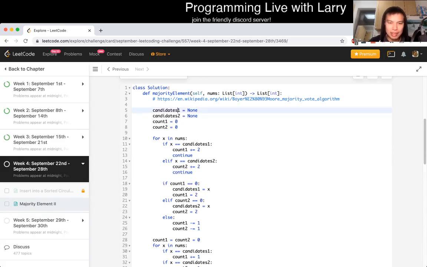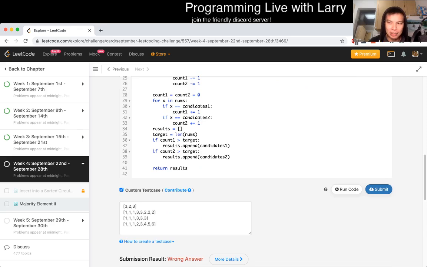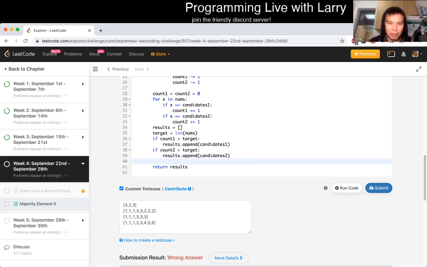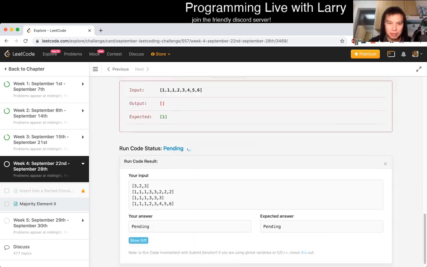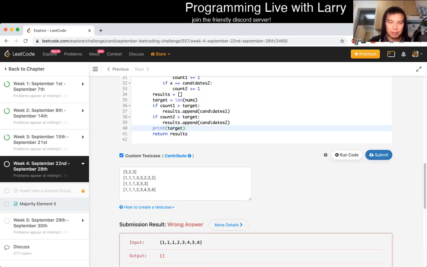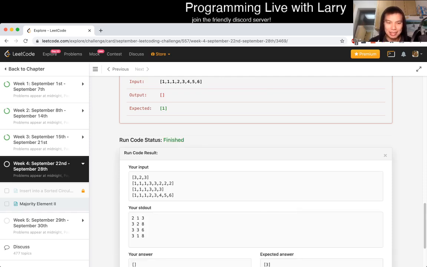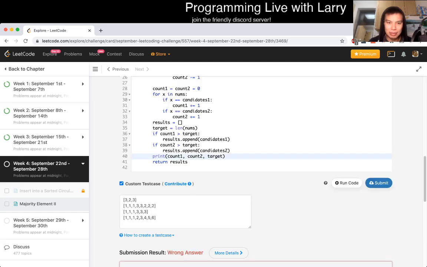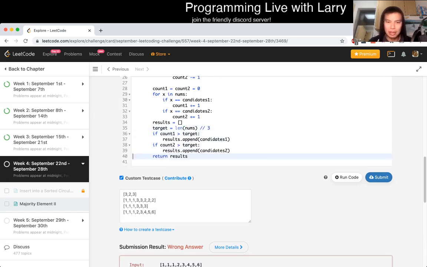Also, why does it write candidates 2? It should be candidate 2. Oops. So my grammar is poor too. Sorry about this debugging. That is really weird. What? I mean, maybe you're sitting at home and you're like, okay, this is clearly whatever, but the target is just wrong. Oh, why did I delete the divided by 3?